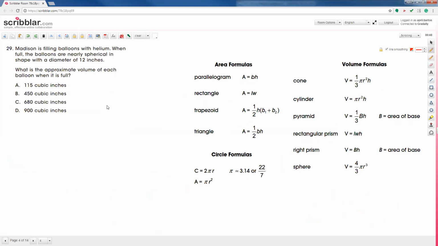So the next one, Madison is filling balloons with helium. So again, keyword, filling. We should know from the word filling exactly whether we're working with area or volume. In this case, volume. Filling means volume. So we don't need any of these area formulas. When full, the balloons are nearly spherical in shape, with a diameter of 12 inches. What is the approximate volume of each balloon when it's full?